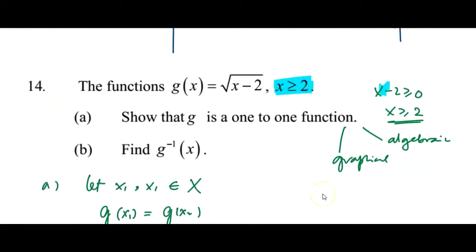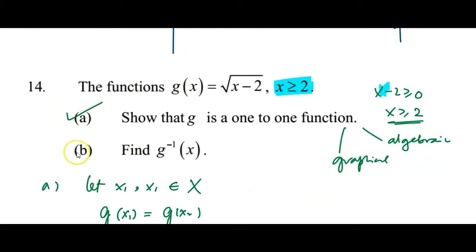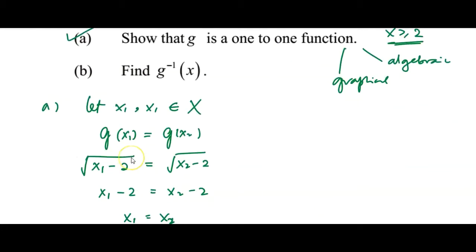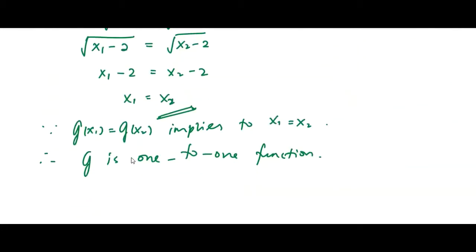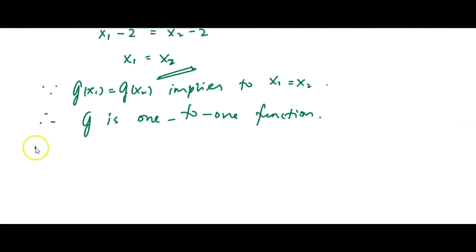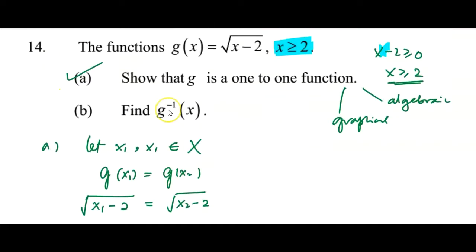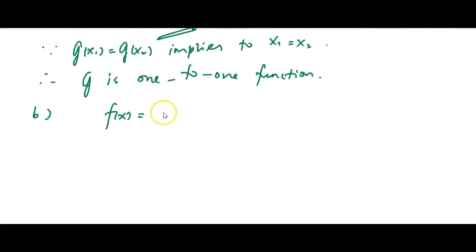Alright, then we have answered question A. Question B, find the g inverse. If you say that g is a one-to-one function, it means that definitely the g inverse exists. Okay, again, I copy down the question. The g(x) is the square root of 3 minus 2x.